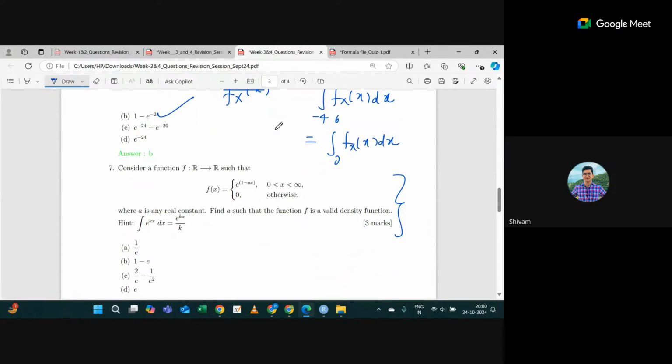It depends on the function. Correct. Now can you tell me the value of A here? You can see this kind of question from week 4 actually.